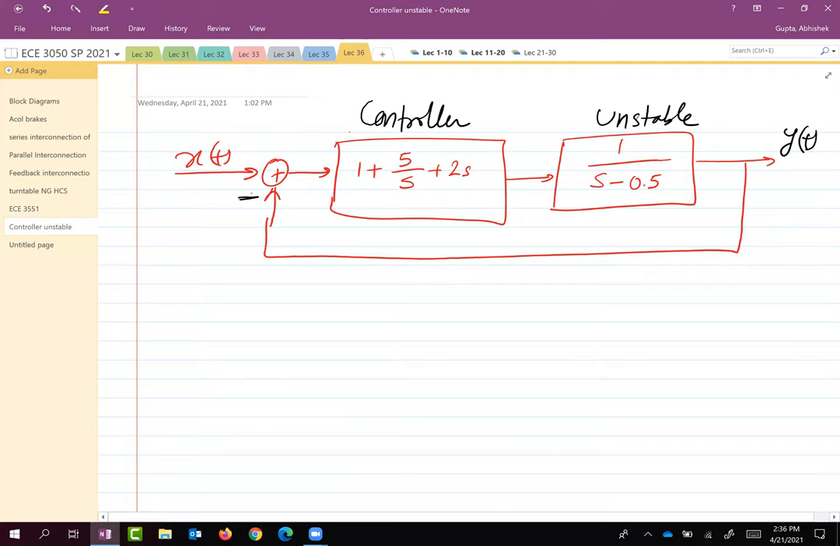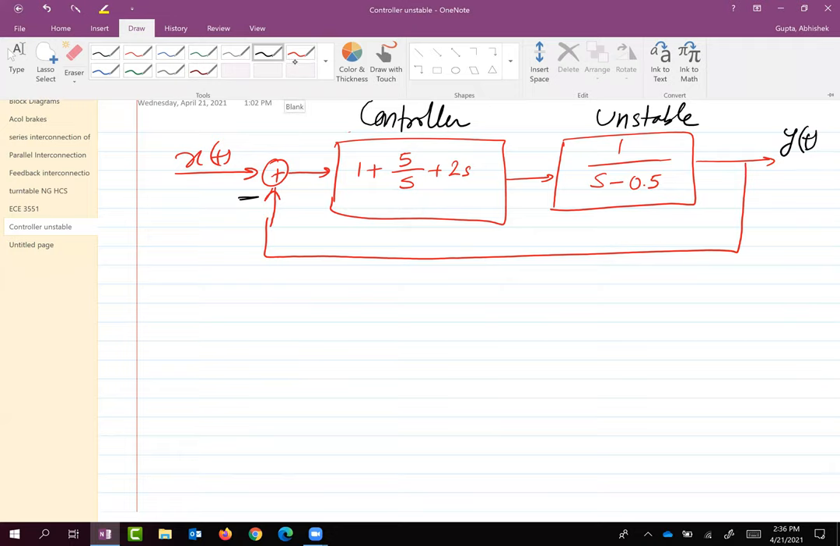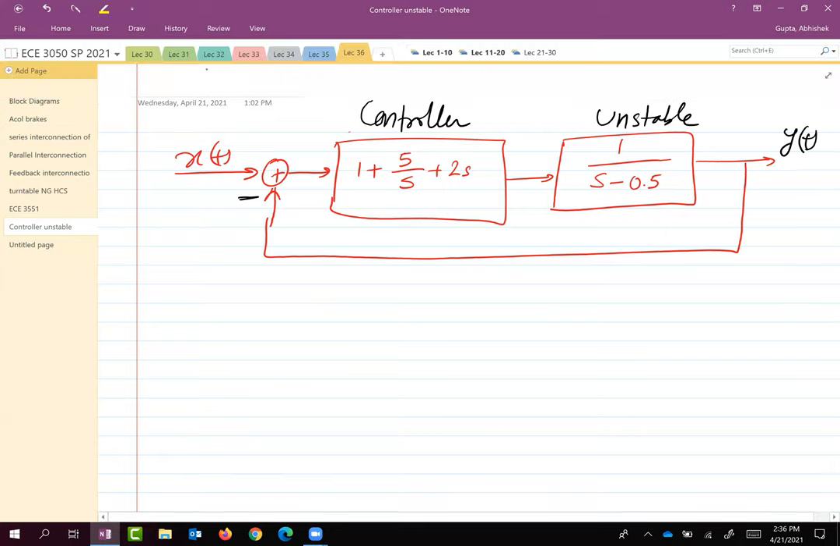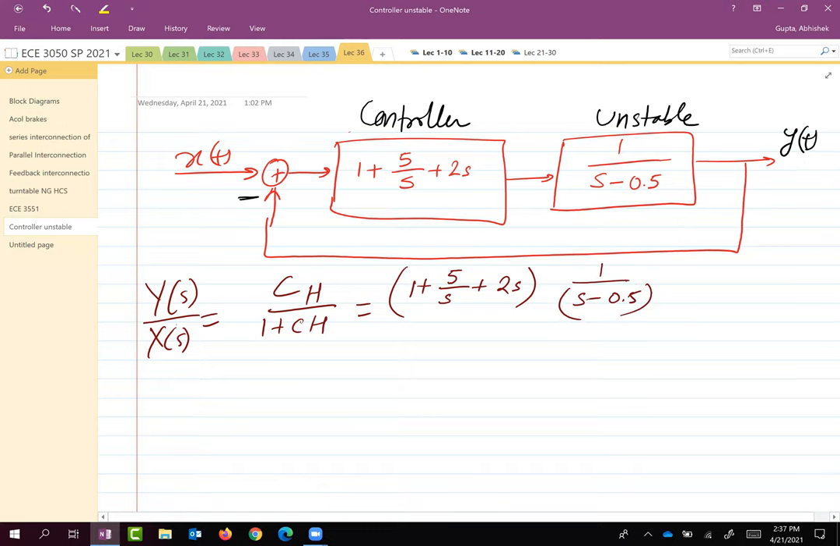Let's try to compute, sorry, this is a negative feedback. So let's try to compute the transfer function for the overall feedback interconnection, keeping in mind that we are using Laplace transform. So it's okay if our system is unstable or if our controller seems unstable. All of that is fine because Laplace transform allows us to compute all of this without worrying about the fact that Fourier transforms are not defined for some of these unstable systems. So my input output characteristic, Y of S over X of S, is CH over 1 plus CH. So 1 plus 5 over S plus 2S, times 1 over S minus 0.5, over 1 plus the same.